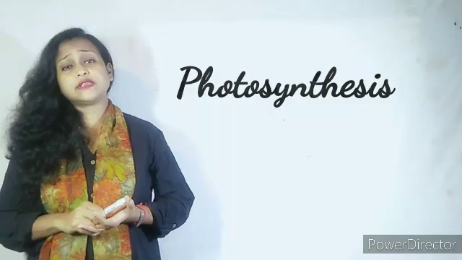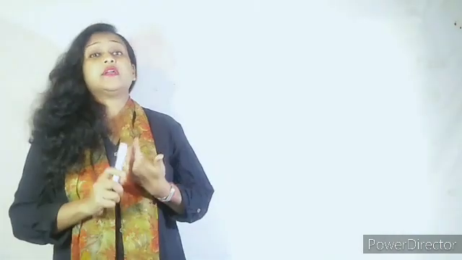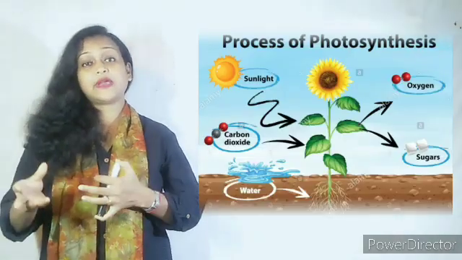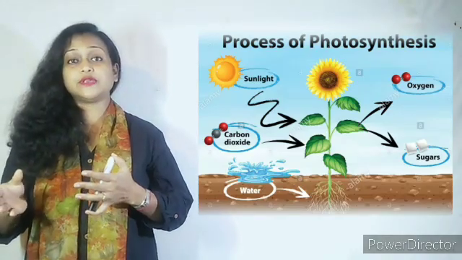So what is photosynthesis? Photosynthesis is the process by which plants make their food using water, carbon dioxide, chlorophyll and sunlight. Where does this process of photosynthesis take place? It takes place in the leaves of the plant. Now food prepared by the leaves is a kind of sugar. When I say food prepared by the leaf is a kind of sugar, what does that mean?